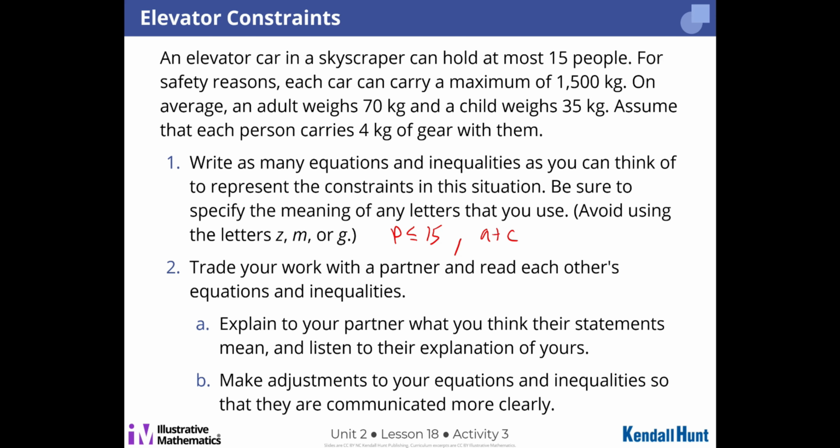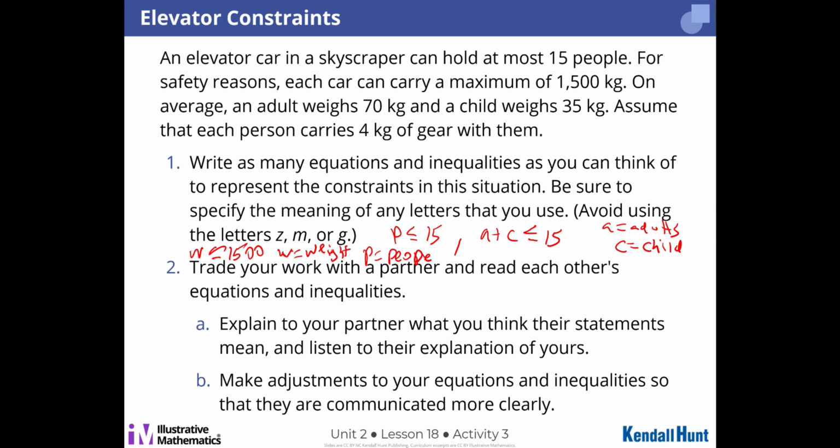A plus C is less than or equal to 15, where A would be adults and C equals children. In this one, the P represents people. You could say W is less than or equal to 1500, where W equals weight.